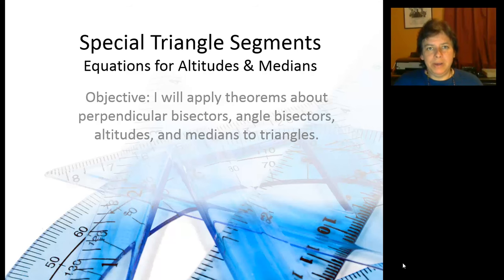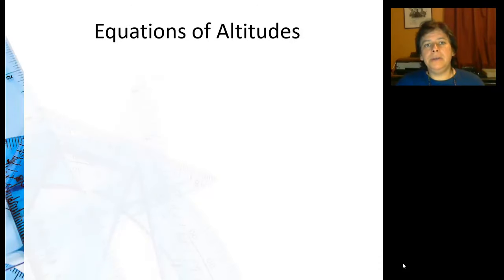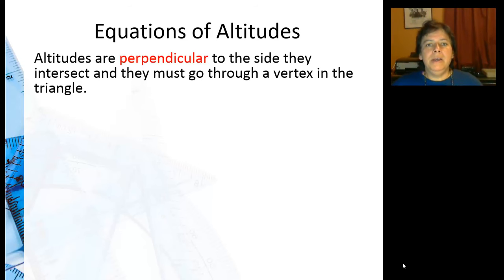So far we have been looking at altitudes and medians of triangles, and now we're going to look at the equations of the lines that create those on the coordinate plane. So for altitudes, an important thing to remember is that they must be perpendicular, 90 degrees, to the base. So they will be going through the base and they will go through the vertex on the side, the vertex that is not one of the endpoints on the base.